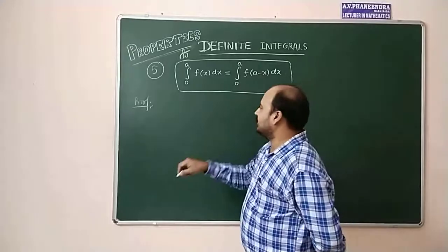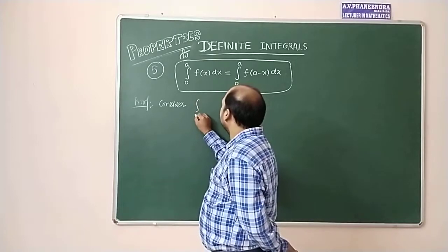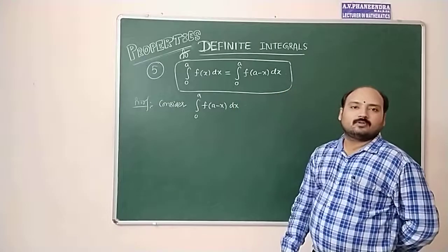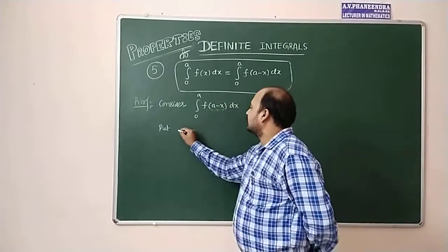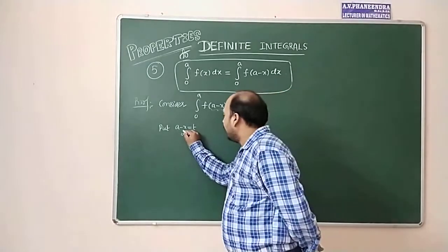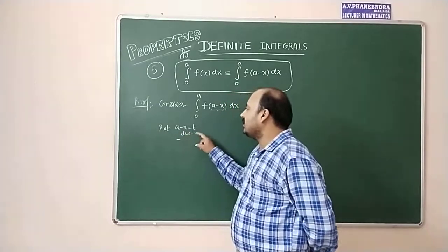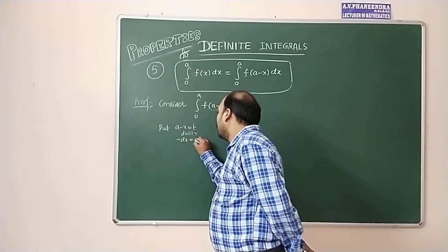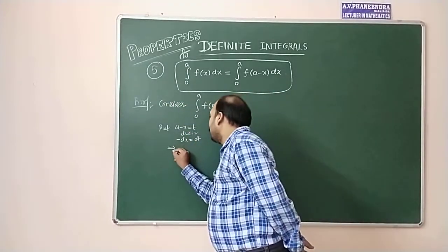Consider the RHS, integral 0 to a f of (a minus x) dx. For this, put a minus x equal to t. Differentiate with respect to x. The derivative of the constant a is 0, minus x's derivative is 1, and t's derivative with respect to x is dt by dx. Cross multiplying, minus dx equals dt. Till here understand everything. So dx is equal to minus dt.